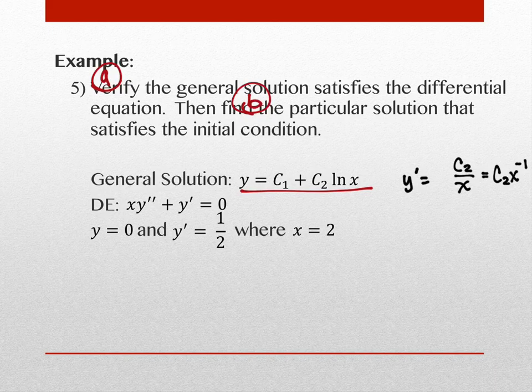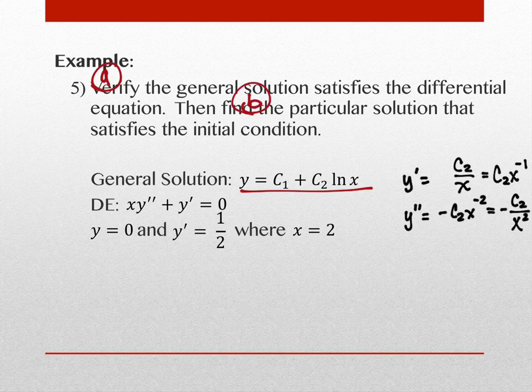Now we're going to do the second derivative. So what's the derivative of C2x to the negative 1? Yep, and I'm going to rewrite it back in that fractional form too, if you prefer to see it written that way, especially because we're going to start evaluating some things. It's a little bit nicer. Okay, is everybody good with those two derivatives?